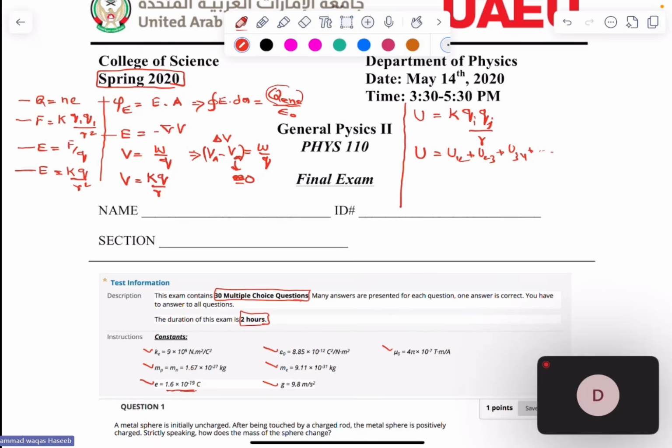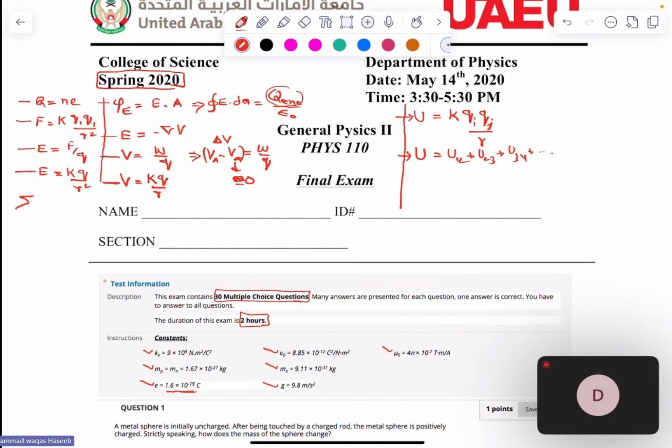Then you have the electric field, which is related to the potential. Then you have potential, which is work done per unit charge, and if it is between 2 points, the potential difference is work done per unit charge. Electric potential due to a point charge, and the electrostatic potential energy between 2 point charges is represented by this. If you have many charges, you can add the energy like this.